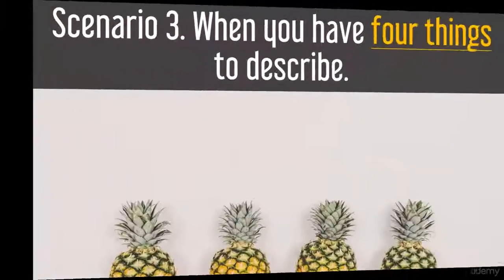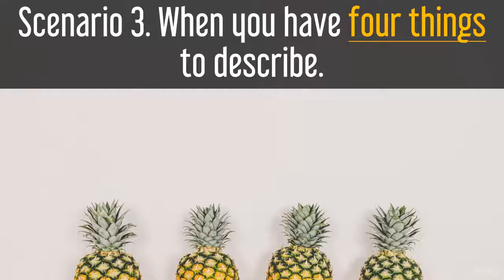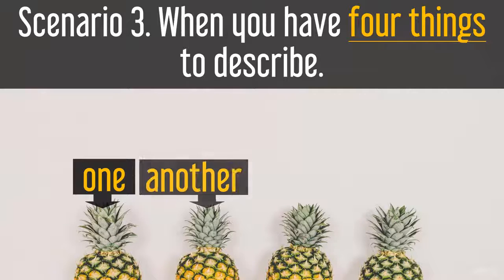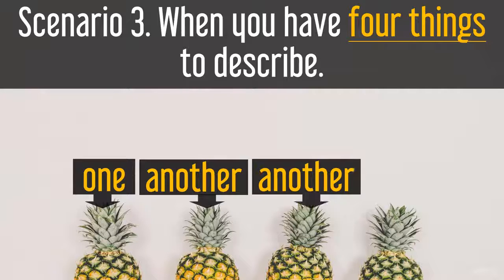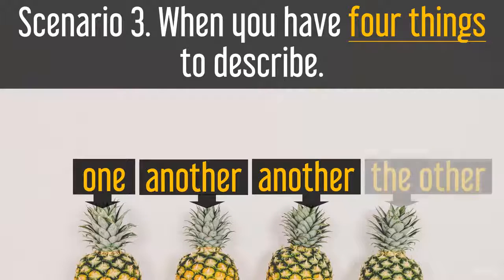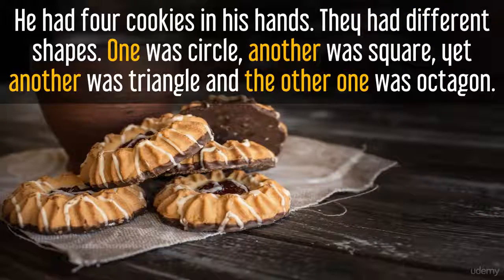Scenario 3. When you have four things to describe. When you refer to four things, the first thing should always be referred to as one, and the second one as another, the third one as another, and the last one should be called the other. Look at these examples. He had 4 cookies in his hands. They had different shapes. One was circle, another was square, yet another was triangle, and the other one was octagon.